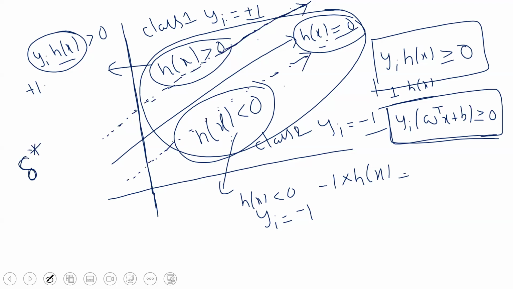Now we have to come up with an equation for this particular one. I'll show you how to derive the equation for this margin, and then the optimization for that, in the next lecture. Okay, I think that's all for today.